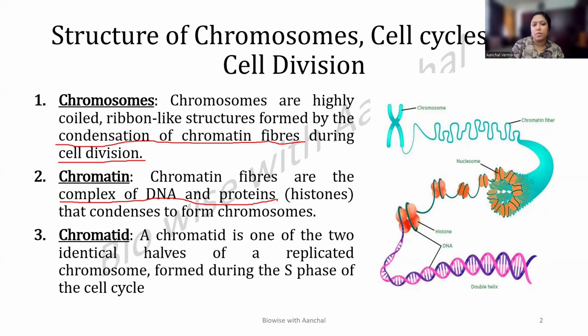Next one is chromatid. A chromatid is one of the two identical halves of a replicated chromosome. In the S phase, the synthesis of DNA is done, that is, replication. During that phase, the chromatin fibers become double, and when cell division takes place, they condense into chromosomes.